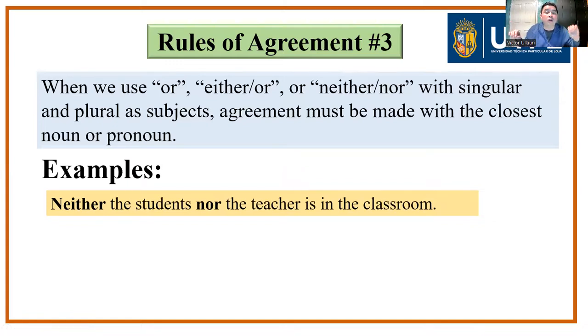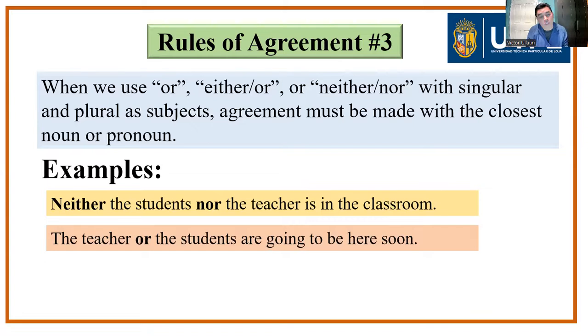We're using neither nor, so we use the closest noun to the verb. So the verb is: we're going to use is. Why? Because the nearest noun is teacher, singular. Neither the students nor the teacher is, because the nearest is singular. It will be the opposite if we have: neither the teacher nor the students are in the classroom. We use the closest to the verb.